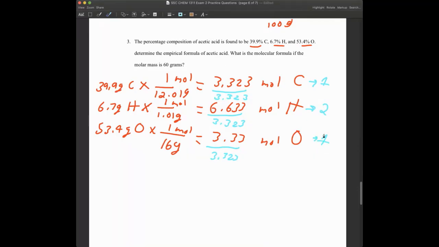And you know that you're doing something right when these numbers are crisp and clean like this. So that's one thing, but another tip I can give you. So we have CH2O.